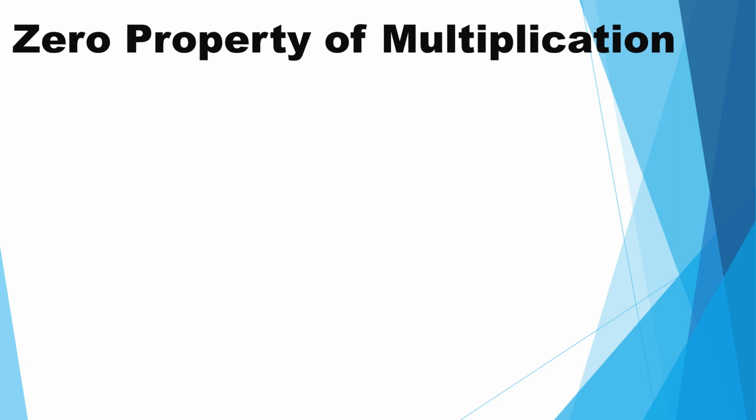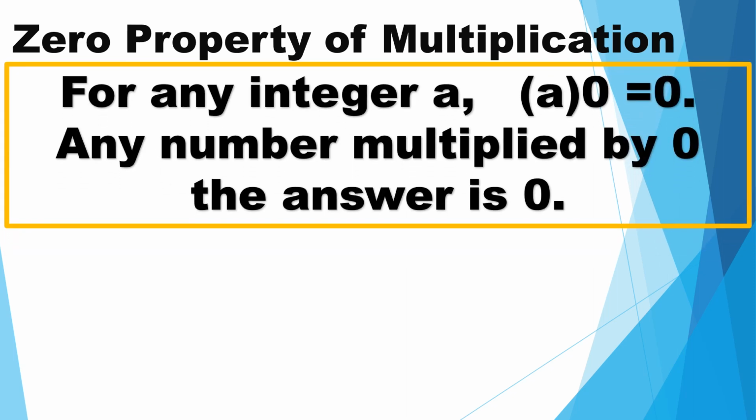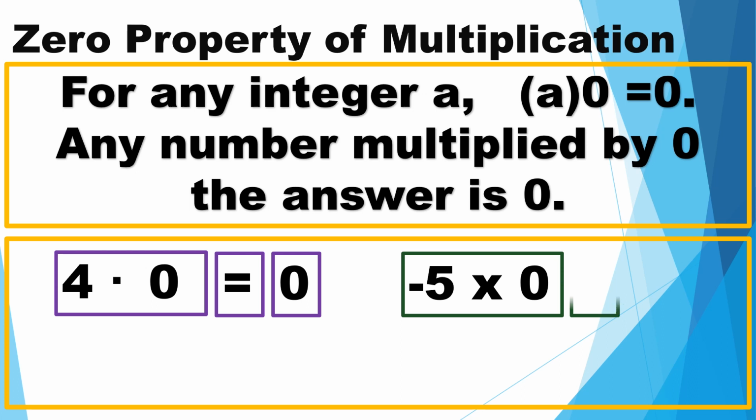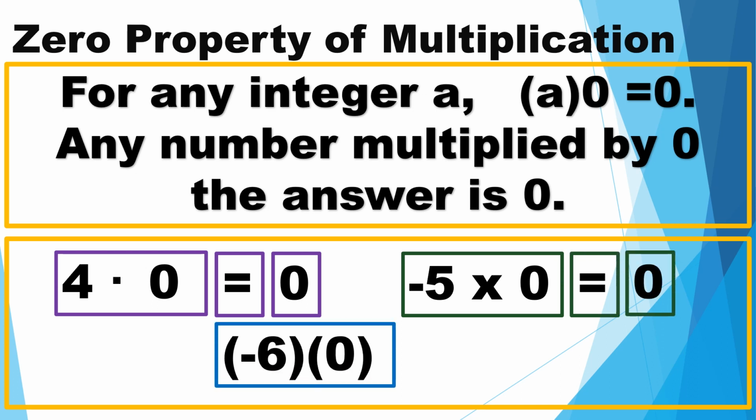Zero property of multiplication. For any integer a, a times 0 is equal to 0. Any number multiplied by 0, the answer is 0. 4 times 0 is equal to 0. Negative 5 times 0 is equal to 0. Negative 6 times 0 is equal to 0. So, any number multiplied by 0, the answer is 0. That is zero property of multiplication.